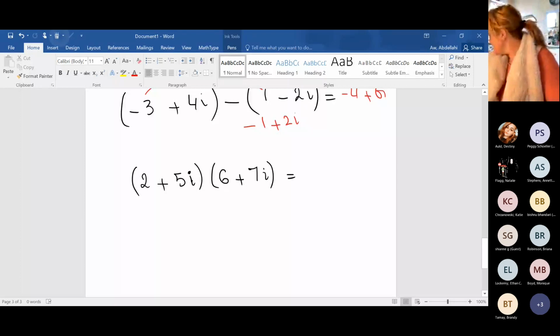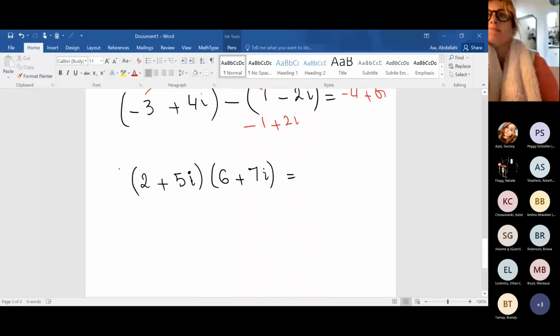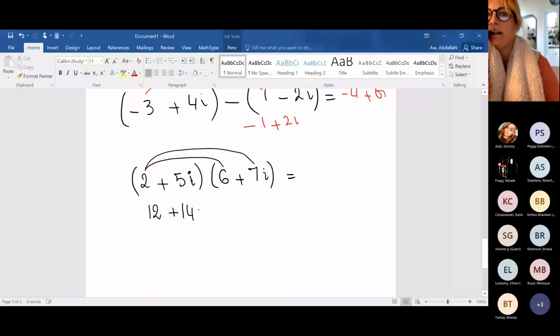All right, at least for the distribution part right here. Tell me what you have. What's this? 12. Okay. What is this one now? 2 times 7i. How much do you think it's going to be? 14i. What is this one now? 5i times 6. 30i.